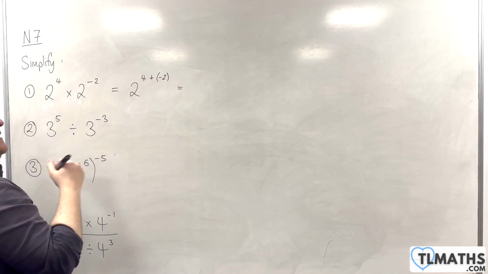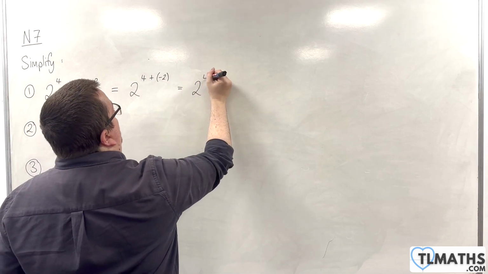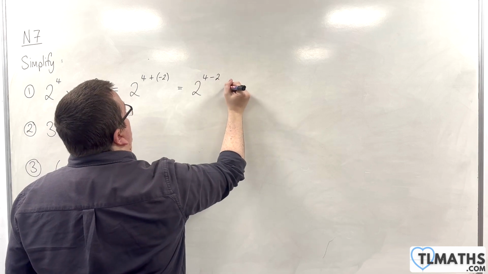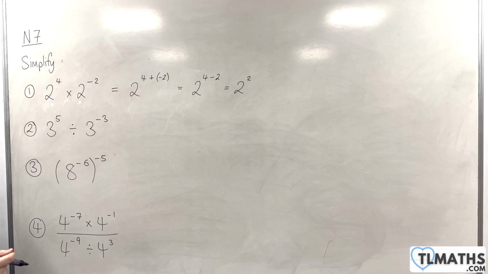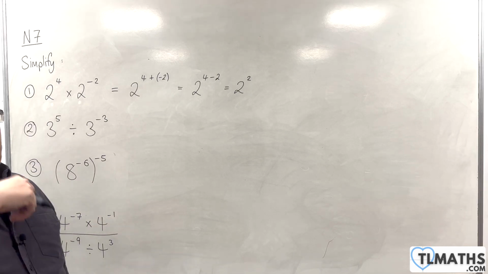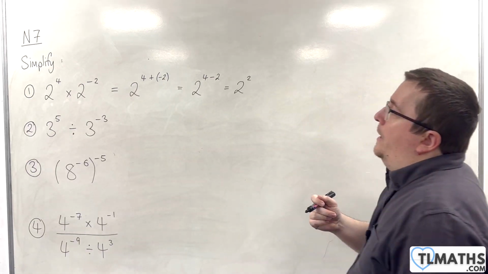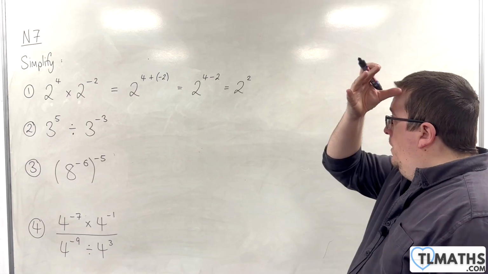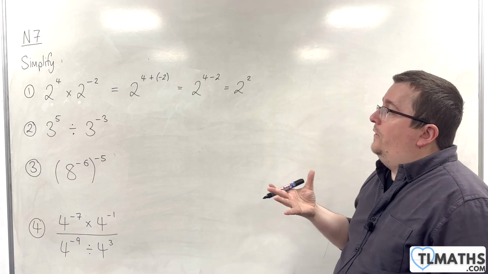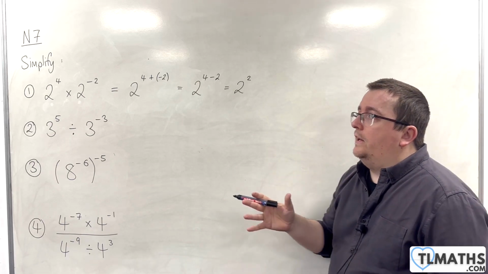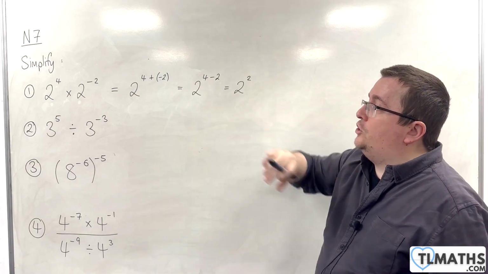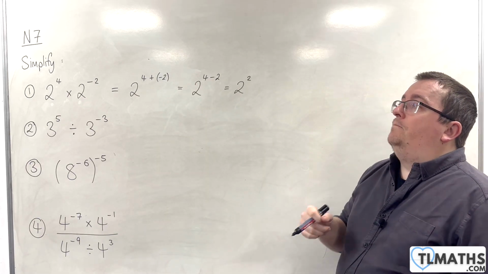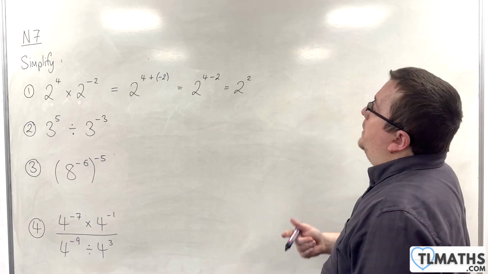Now, of course, 4 plus negative 2 is the same thing as 4 take away 2. So we'll have 2 squared. So that is our answer to number 1. Now, before we go on to the other examples, you might be going, okay, well, why is that 2 squared? Because it looks like we're using division here because of the subtraction of the indices. Well, actually, you can look at number 1 like that.